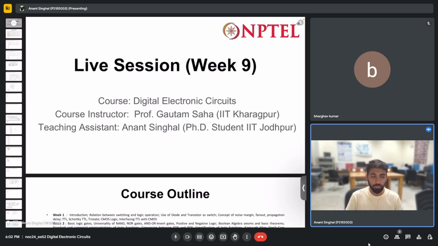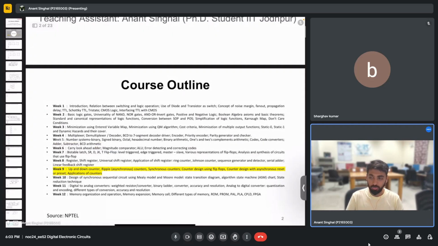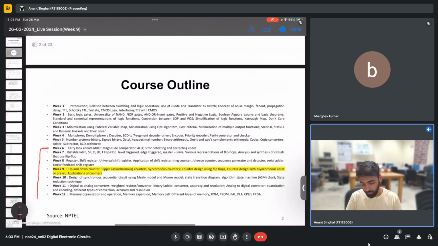So I am Anan Singhal, a PhD student from IIT Jodhpur, and I'll be assisting you in solving similar problems to the week 9 assignments for the course Digital Electronic Circuits, which is taught by Professor Gautam Shah from IIT Kharagpur. So till now in the previous weeks, we have almost covered each and every aspect of the combinational part of the circuit. And then from week 6, we started the sequential part, which is still going on, and it will end with the sequential part only.